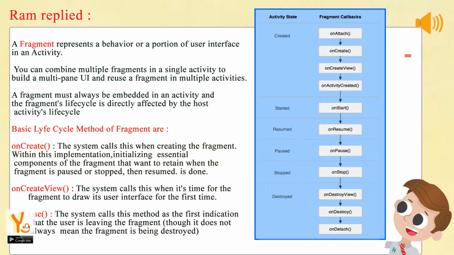onCreateView. The system calls this when it's time for the fragment to draw its user interface for the first time. onPause. The system calls this method as the first indication that the user is leaving the fragment, though it does not always mean the fragment is being destroyed.